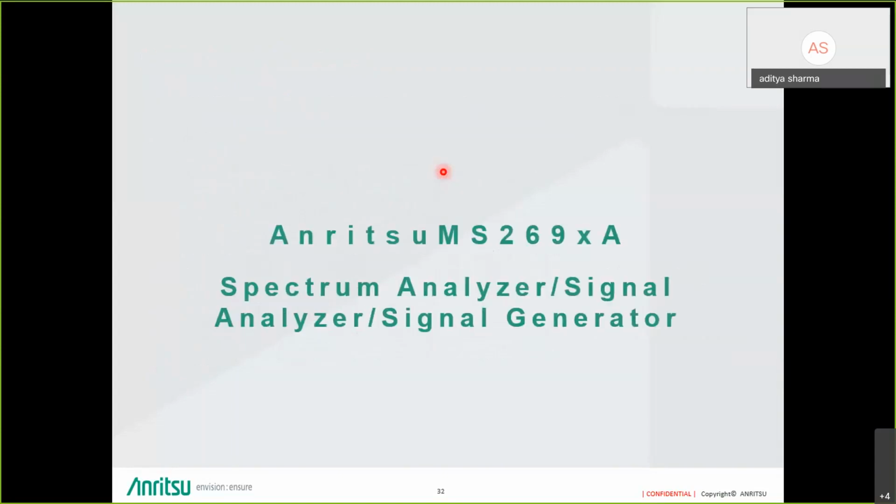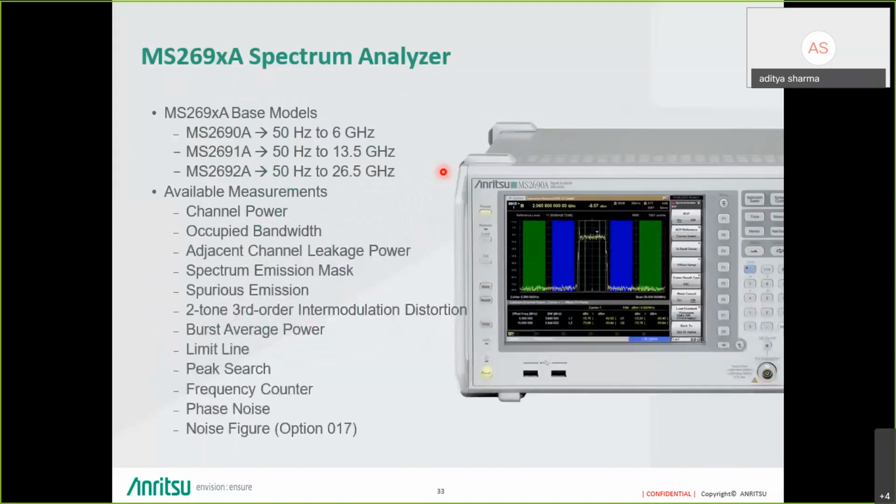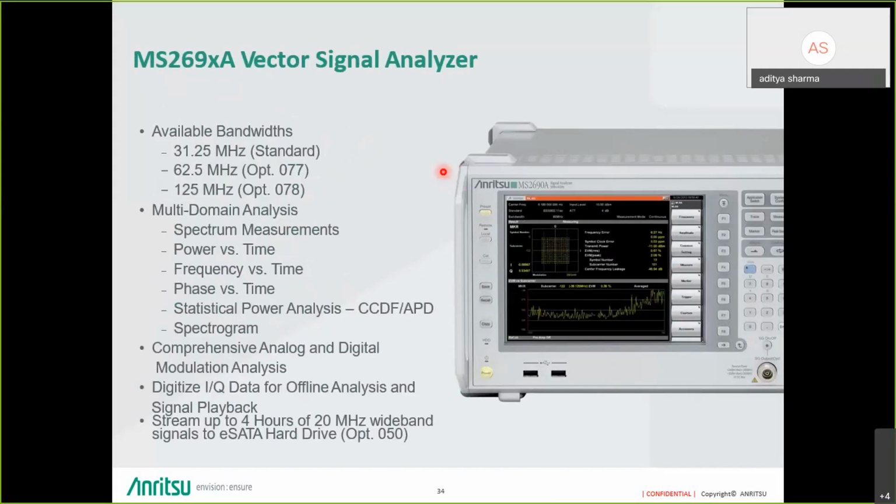Then we have the other benchtop model, the MS269xA series. Again, it's a combination of signal analyzer, spectrum analyzer, and signal generator. Frequency is 6 gigahertz, 13.5 gigahertz, and 26.5 gigahertz. If I talk about the measurements, it covers all the measurements which we talked about in the MS2830. Vector signal generator option is there, and for the analysis part, we have analysis bandwidths of 31.25 megahertz, 62.5 megahertz, and 125 megahertz. Again, it can cover multi-domain analysis, which has spectrum measurement, power versus time, frequency versus time, phase versus time. Spectrogram is there. It can digitize the IQ data for offline analysis.